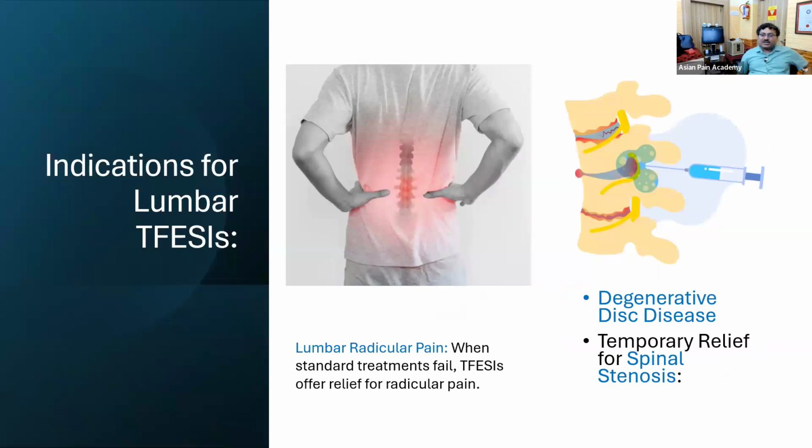Now, indications for the transforaminal epidural steroid injection. First of all, it is lumbosacral radicular pain. Whenever there is typically lumbosacral radicular pain, and the standard treatments fail, like conservative management, physiotherapy, or exercises, then we should consider the transforaminal epidural steroid injection for relief of the radicular pain. Then we can use it for degenerative disc disease.